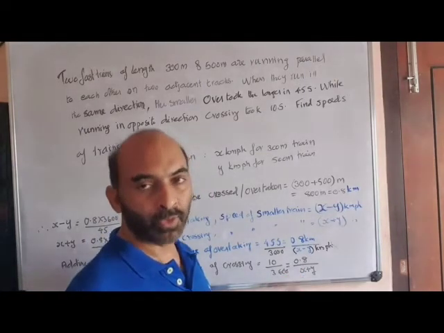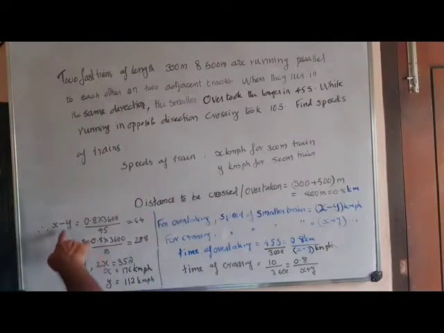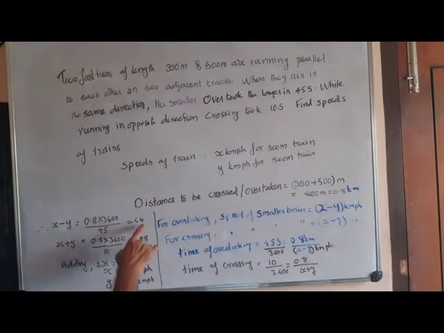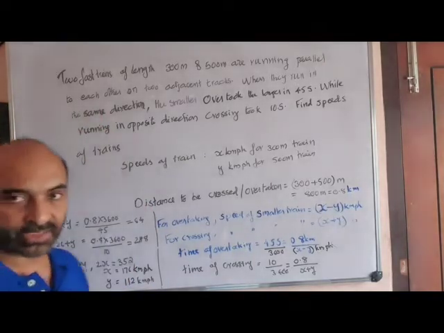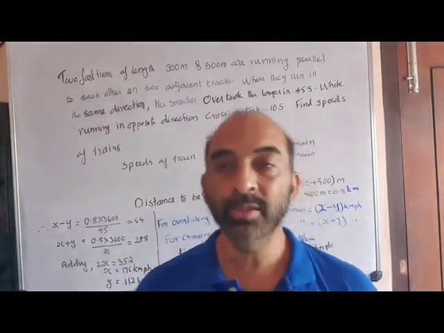Now we have to simply solve these two equations. After cross multiplication, for x minus y, you get 0.8 into 3600 by 45, which is 64. And for x plus y, you get 0.8 into the same 3600 by 10, which is 288. If you add these two, you get 2x. 2x is equal to 352. x is 176 km per hour. And after subtraction, you get y is equal to 112 km per hour. These are the speeds of the two trains. They are fast trains, that's why such a huge value.